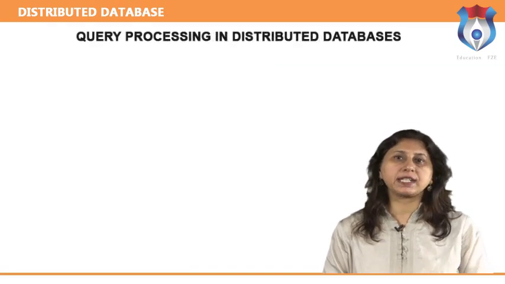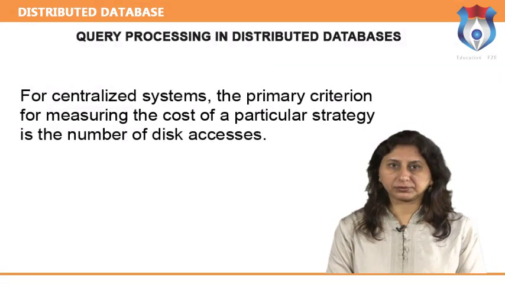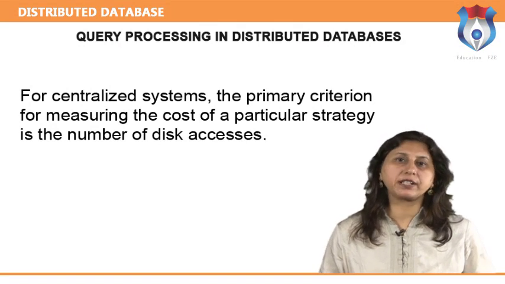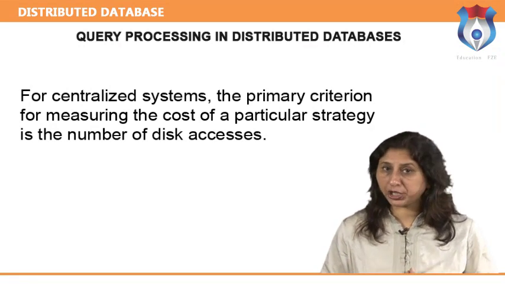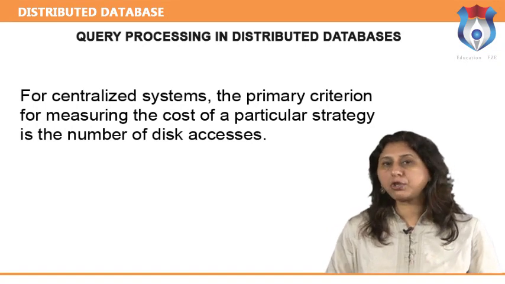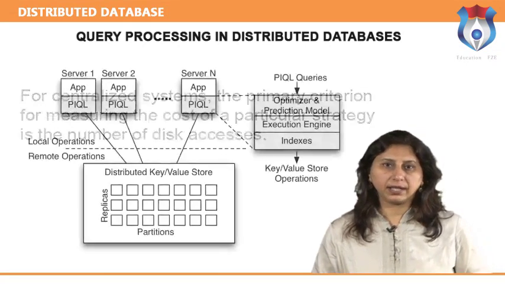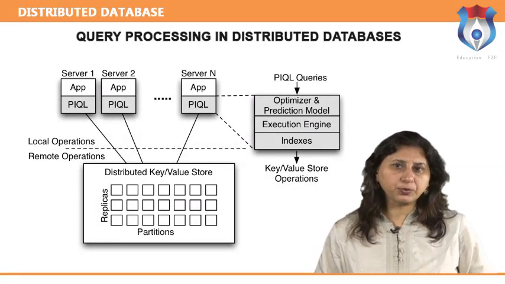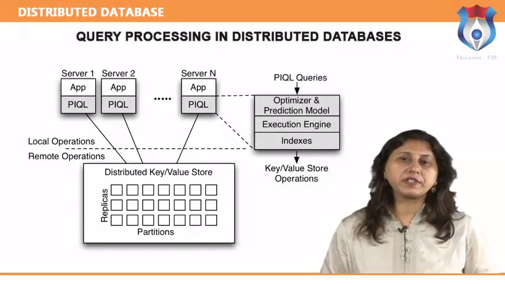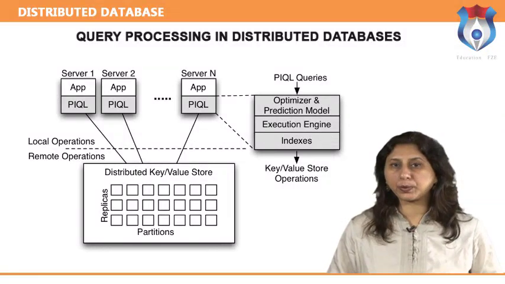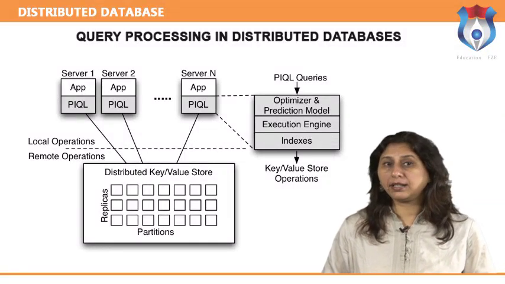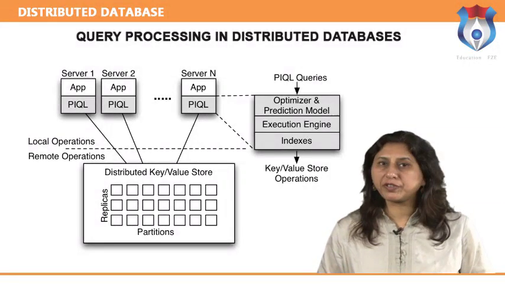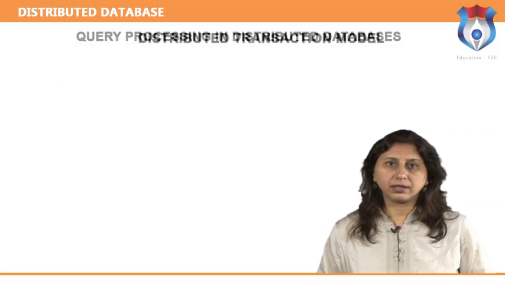Query processing in distributed databases. For centralized systems, the primary criterion for measuring the cost of a particular strategy is the number of disk accesses. In a distributed system, other issues must be taken into account: the cost of a data transmission over the network, and the potential gain in performance from having several sites process parts of the query in parallel.